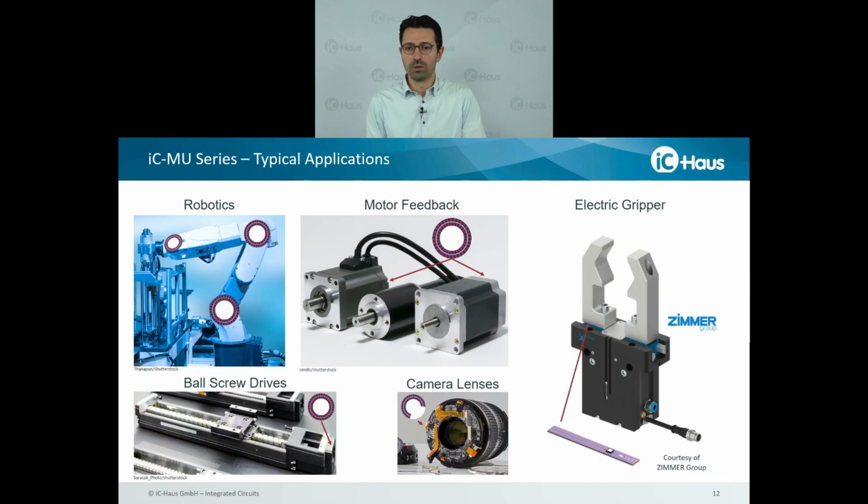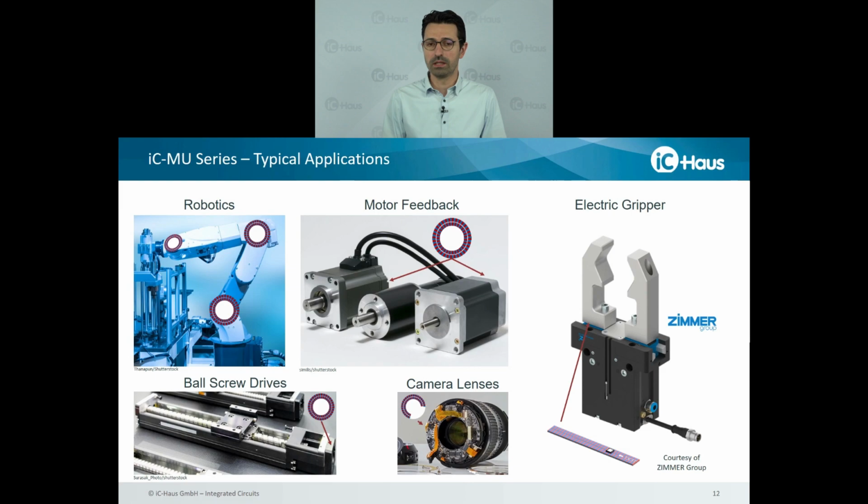So, to see some typical applications, of course, the iC-MU fits very well in robotics. When you have a robotic joint, you will always have a motor and a gearbox. And iC-MU can be used on both sides. For example, at the motor side, doing motor commutation, and you can use it for regulation of the speed, velocity, and so on. And then after the gearbox, you can use an iC-MU as an absolute encoder, getting this absolute information and seeing, for example, where the robot arm stands.